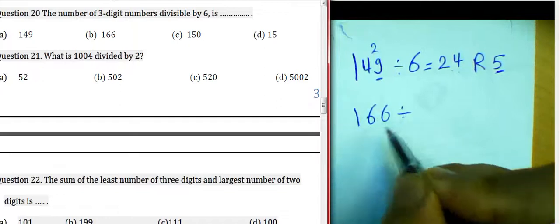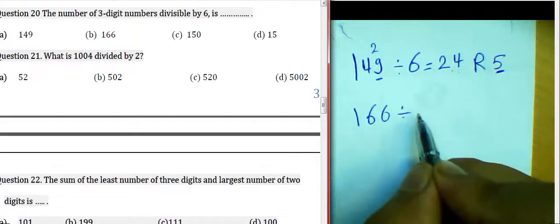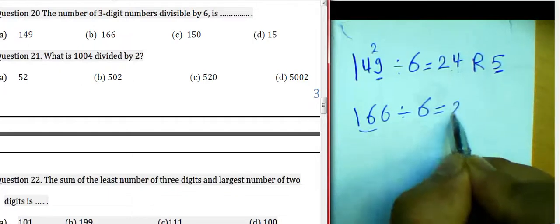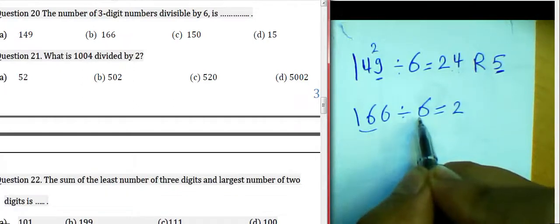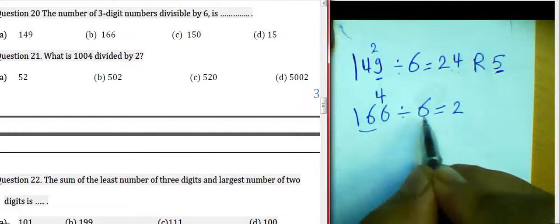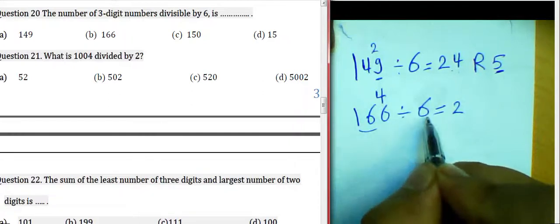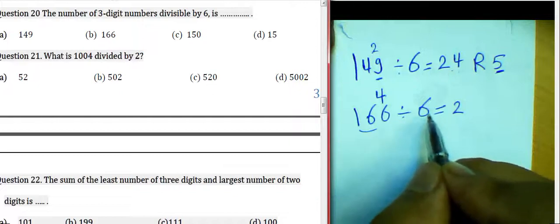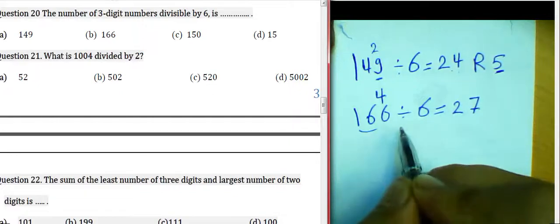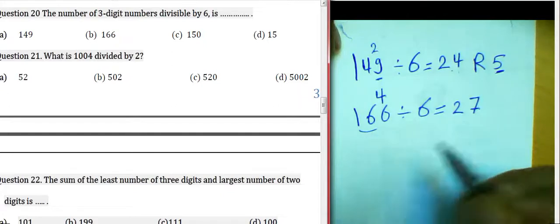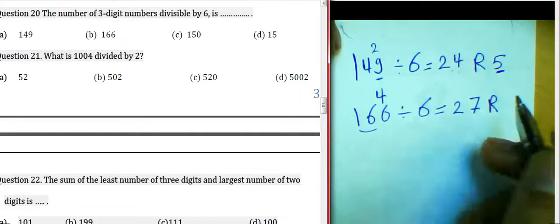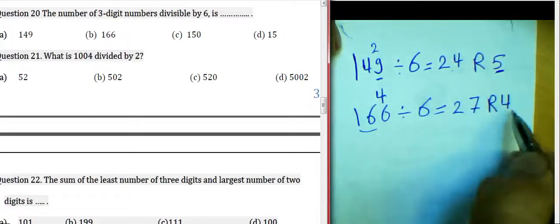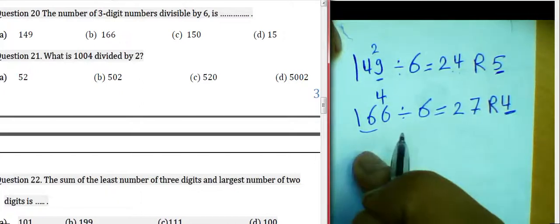166 divided by 6. 16 divided by 6 equals 2. 2 times 6 equals 12, and remainder 4. 46 divided by 6. We know 5 times 6 equals 30, 6 times 6 equals 36, 7 times 6 equals 42, and counting from 42 to 46, the remainder will be 4. So we can't choose letter B.